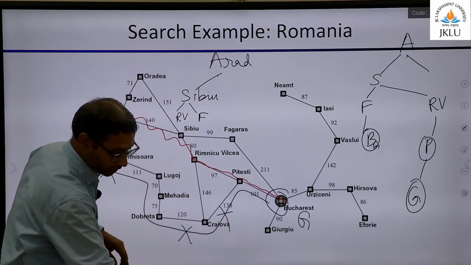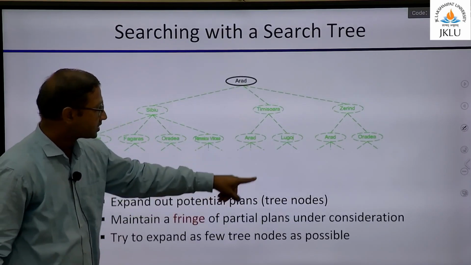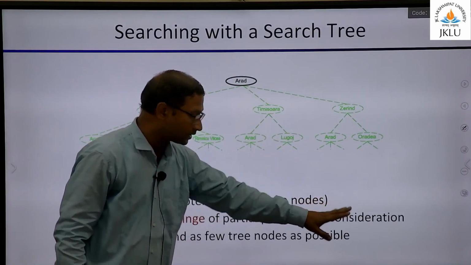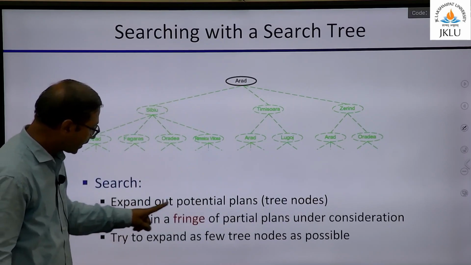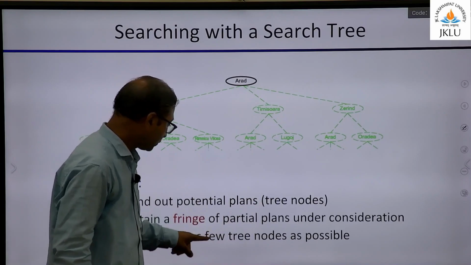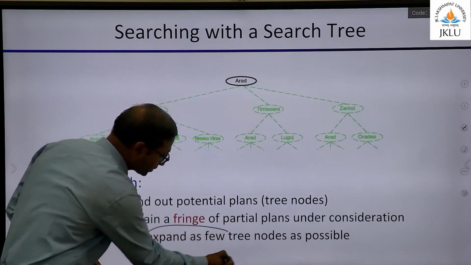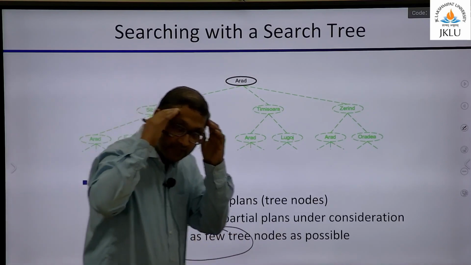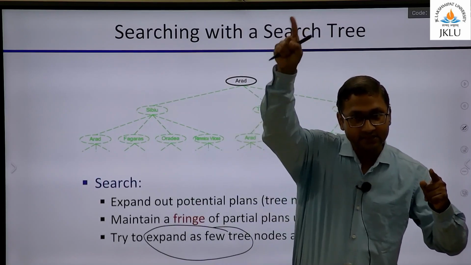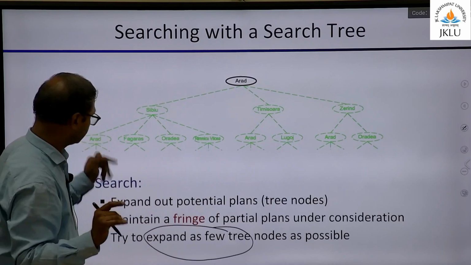All right. So maybe one more minute. Expand out potential plans. Maintain a fringe of partial plans under consideration. Try to expand as few tree nodes as possible. The instruction here, to try to expand as few tree nodes as possible, is where we tend to make this mistake. As soon as we reach the goal state, we declare this is the best path. That is something we should not do.